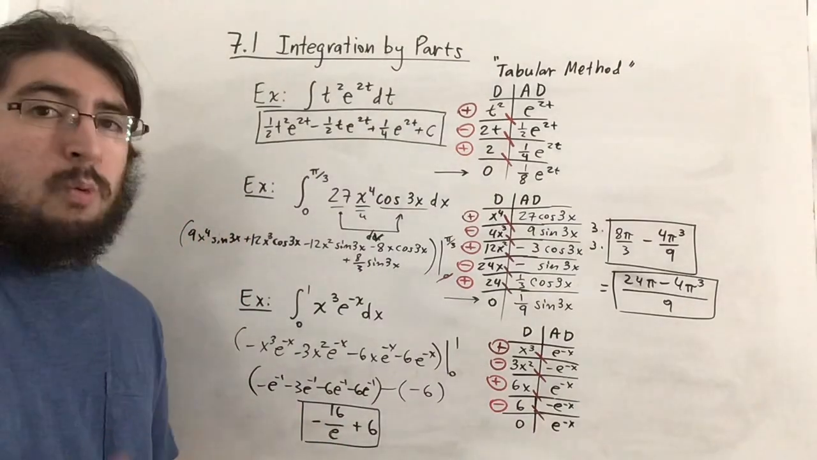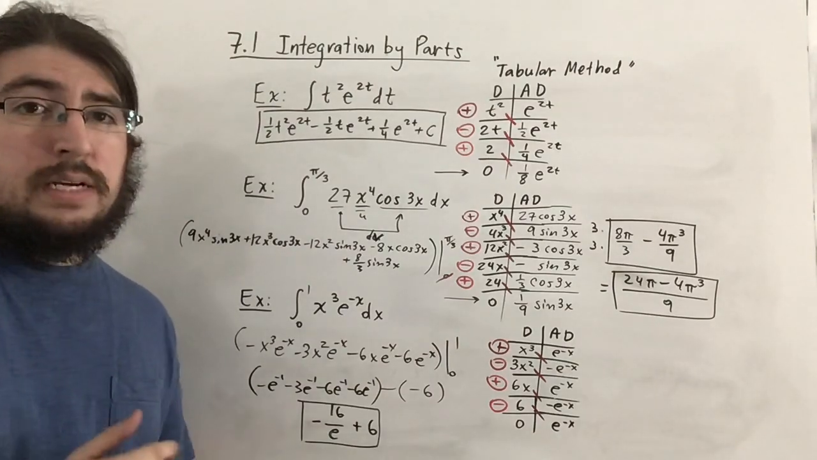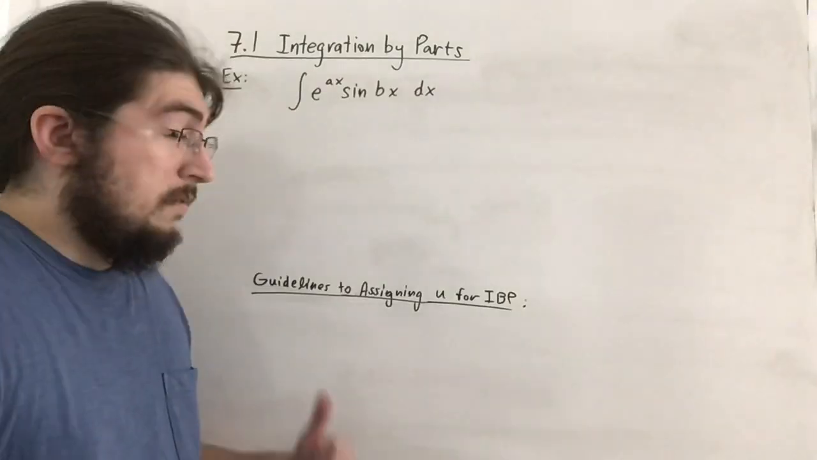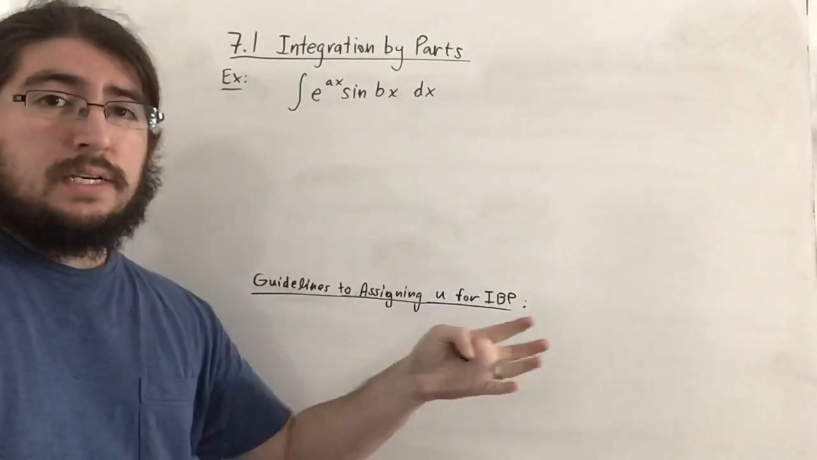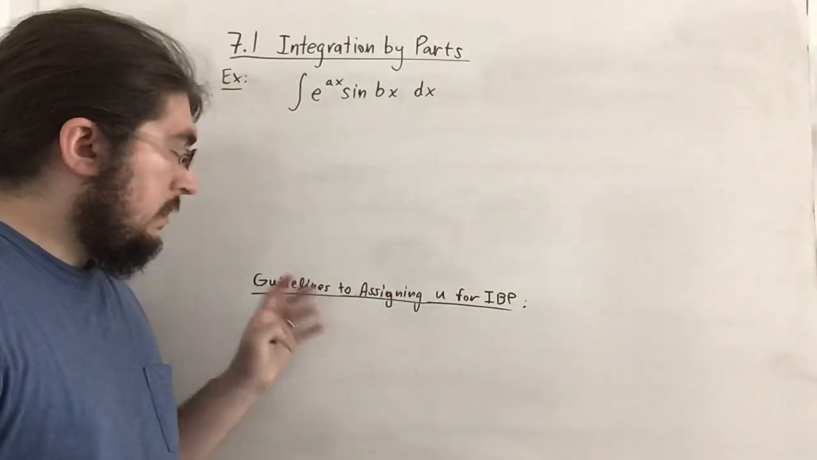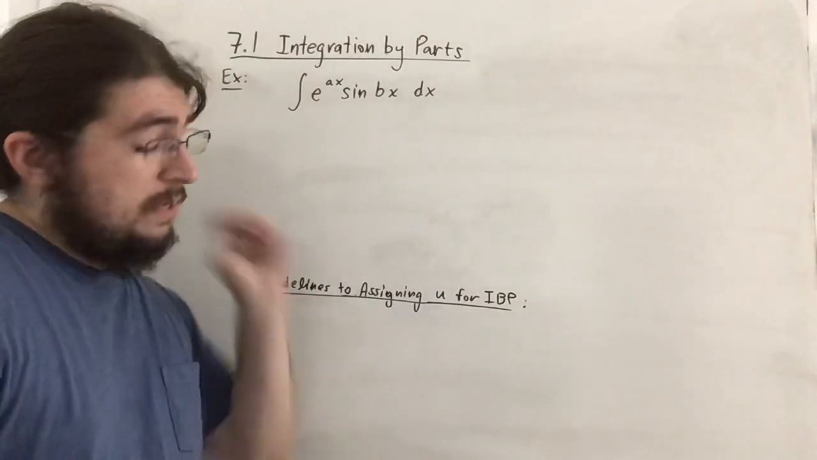And now we're going to see one last thing, one last example, and I'm going to try to summarize what we learned in 7.1 finally. Right, so finally, this is going to finish us off along with a nice summarization of integration by parts, by guidelines, how to assign u for a given integration by parts problem.